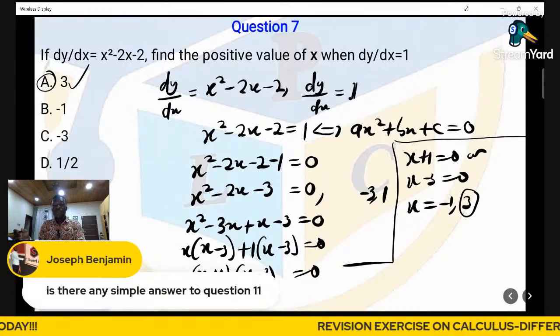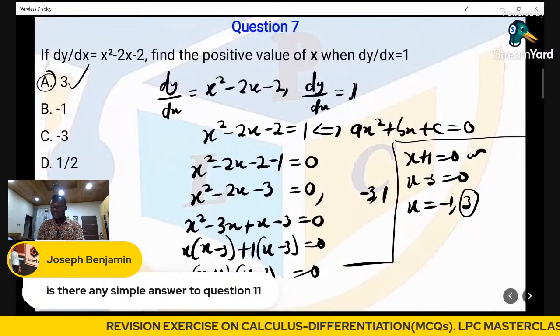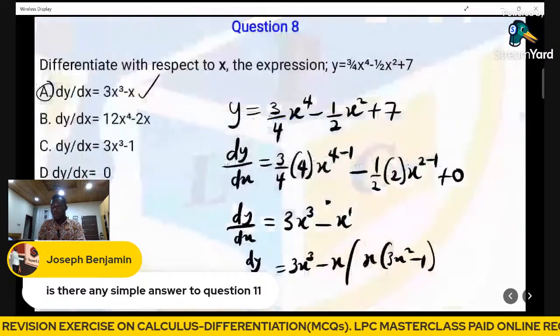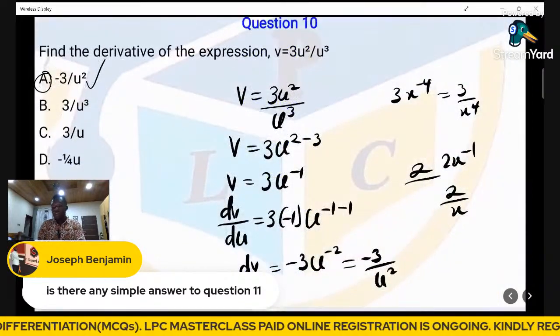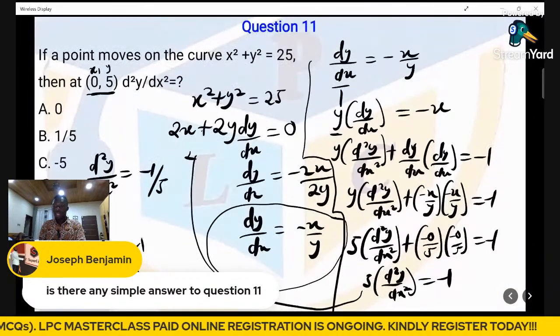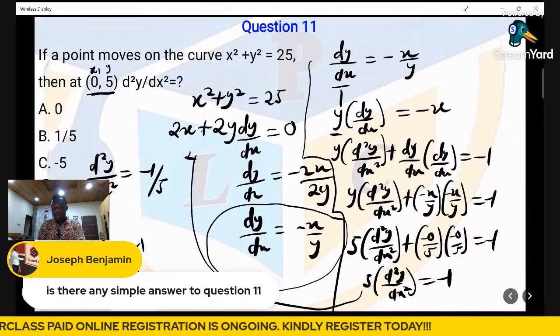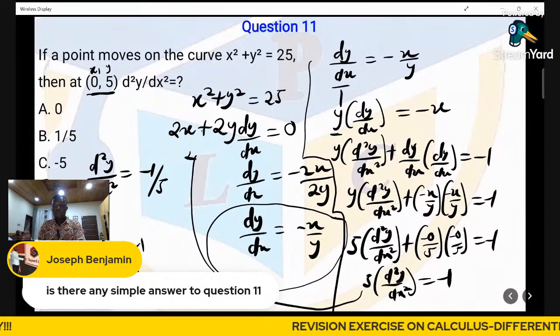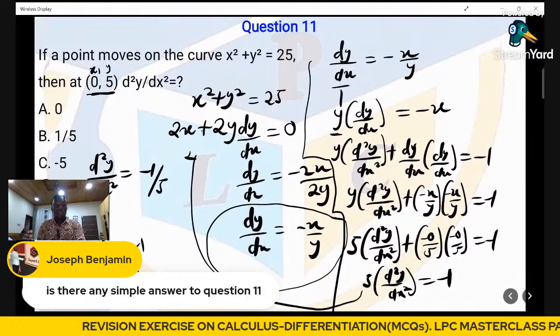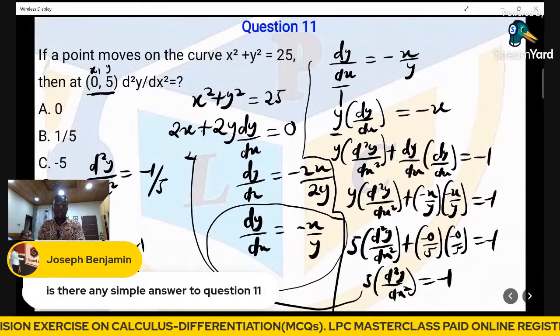Then we have Joseph Benjamin. He's saying, is there any simple way to answer question 11? We have a number of ways to deal with it, but I think that is the best approach to deal with question 11, and you can't skip it. You must go through this simple process. So first of all, differentiate. This is what we call the implicit form of differentiating the function, and then you are good to go. It's actually very simple. Just take your time, differentiate them step by step, and then you get it.